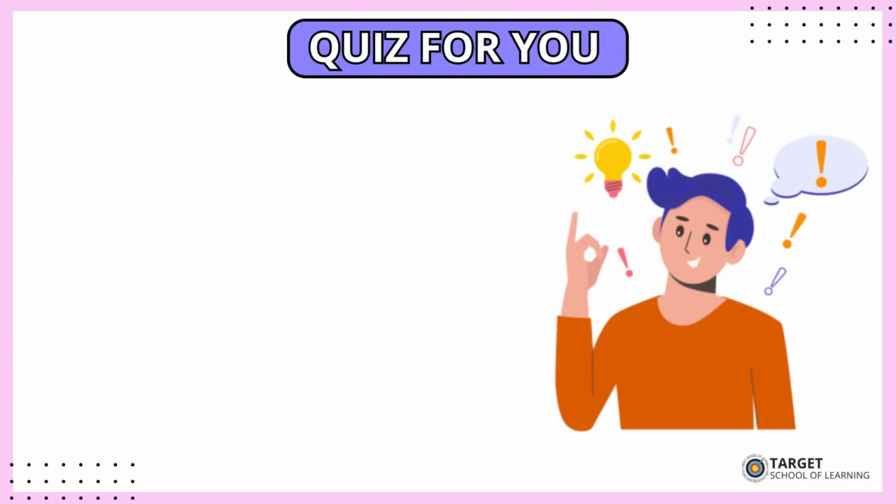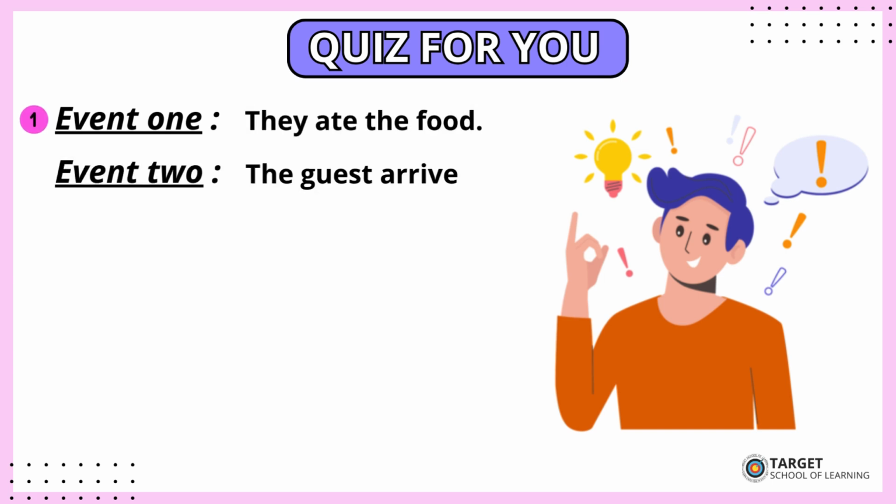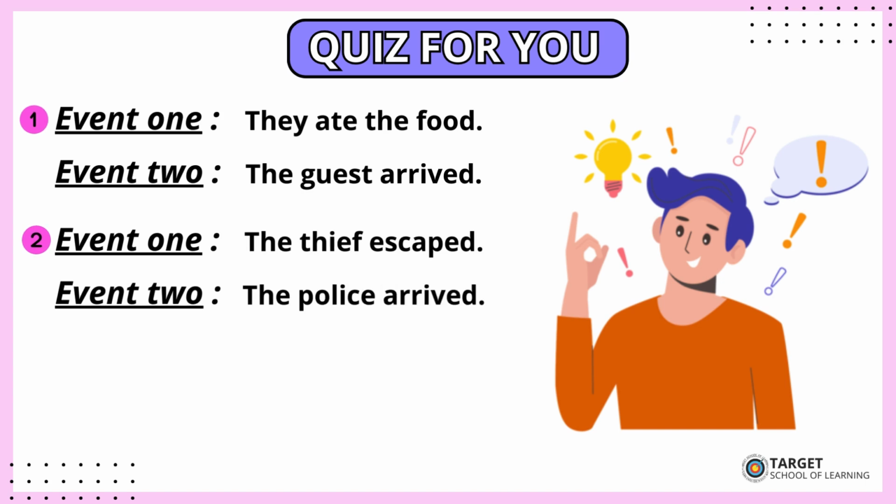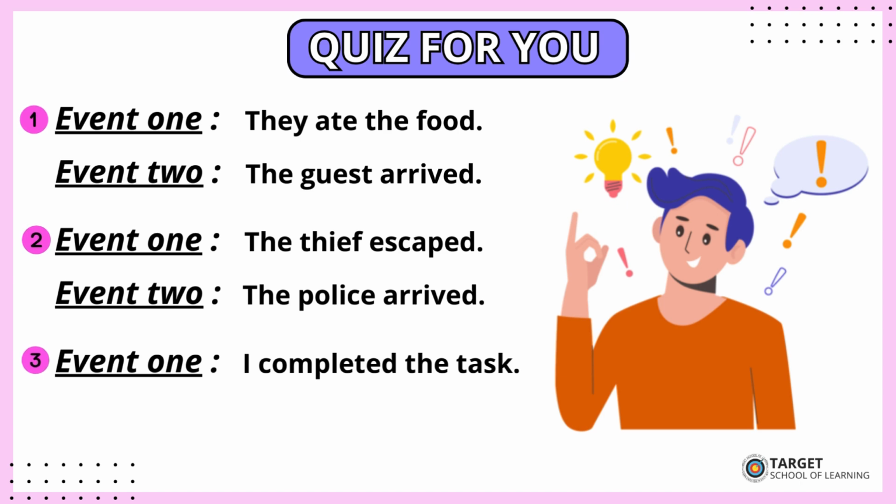Now it's your turn. Write the answers in the comment section down below to let me know whether you have understood this tense or not. Event 1, they ate the food. Event 2, the guest arrived. Event 1, the thief escaped. Event 2, the police arrived. Event 1, I completed the task. Event 2, I went there. Do let me know the answers in the comment section down below.